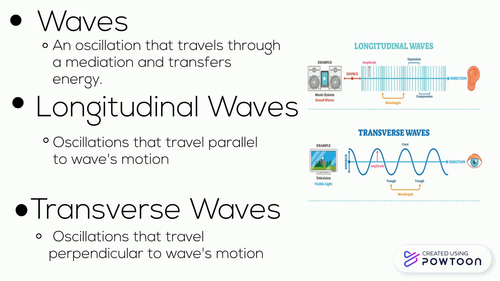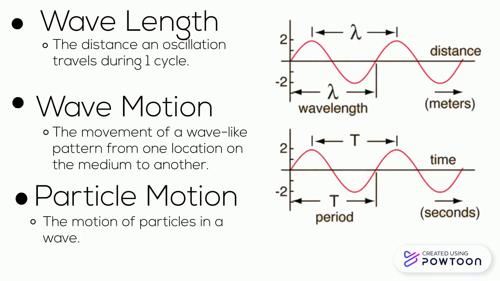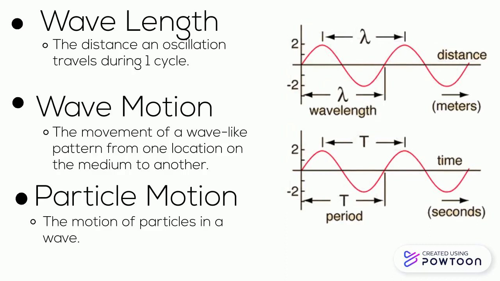And then there's transverse waves, which are oscillations that travel perpendicular to the wave's motion, which looks more like a stereotypical wave. The wavelength is the distance an oscillation travels during one cycle. The wave motion is a movement of a wave-like pattern from one location on the medium to another. And particle motion, which we aren't going to talk too much about this time, but you will see later in a video, is the motion of particles in a wave.